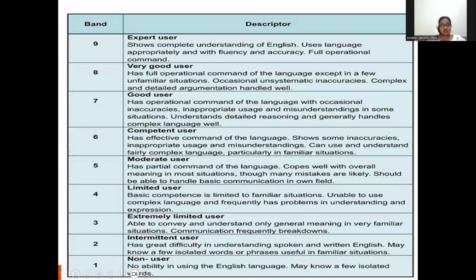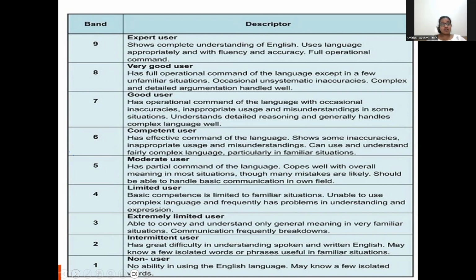So these are the band scores that you will be getting for your IELTS examination. There are 9 band scores. If you get a band score of 9, that means you are an expert user. It shows that you have a complete understanding of the English language. You could pass as a native English speaker. You use the language appropriately, with fluency and accuracy. You have a full command over the language.